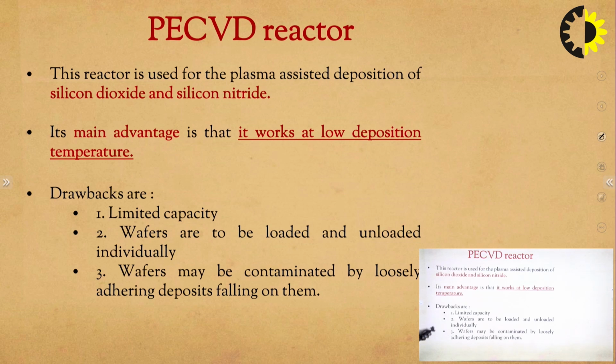Now, some of the advantages and drawbacks of this. The advantage is that it works at a low deposition temperature. It is a very important benefit, that this process can work at lower temperature, because at higher temperature we know that there is a drawback of auto diffusion, that is auto doping, where the already deposited dopants inside the wafer can come out and be deposited on these layers of polysilicon or dielectric material. So, that auto diffusion of the dopants can be stopped if the process is worked at lower temperature.